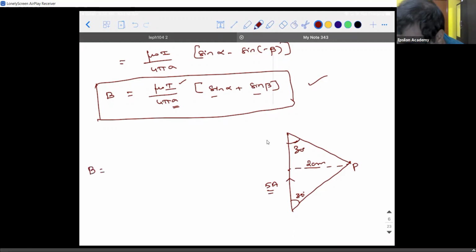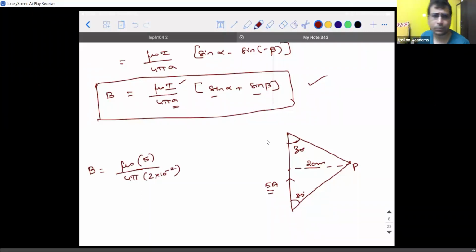So what will I do? B is equal to mu naught by 4 pi. I is 5, done. Divided by, what should I write in the place of A? It is 2 into 10 power minus 2. I hope everybody is clear because that's what the formula says. I stands for the current, A stands for the perpendicular distance. Here into sine of 30 degrees plus sine of 30 degrees. Am I done? Guys, am I clear?